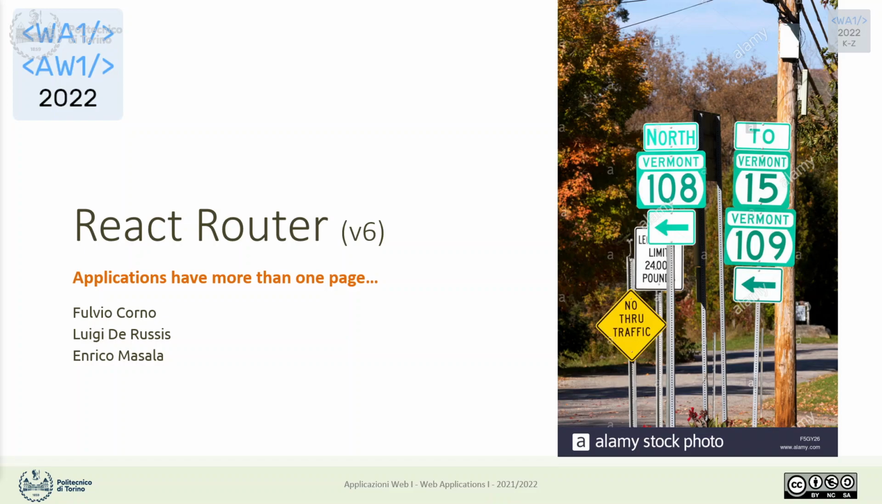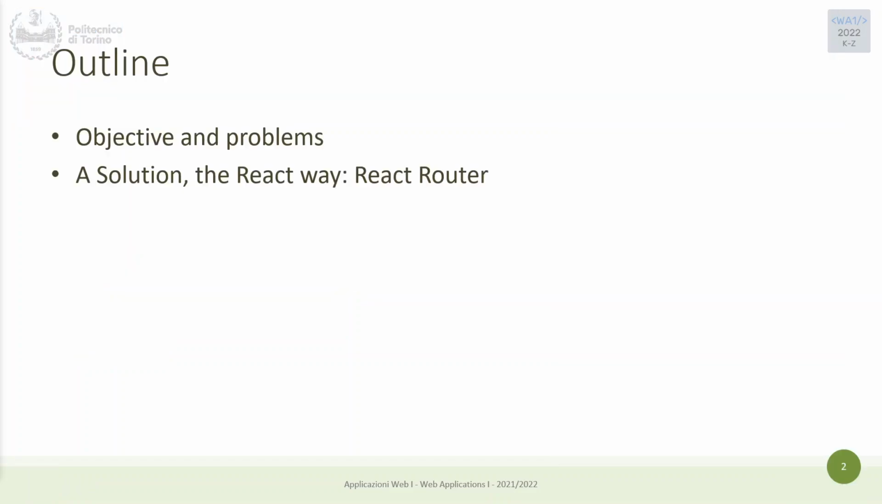Okay, so today we are going to talk about React Router, specifically version 6, that is the last version of this very famous library. So, as the subtitles say, applications have more than one page, and we are going to exploit this functionality today. The outline of the lesson of today is quite easy.